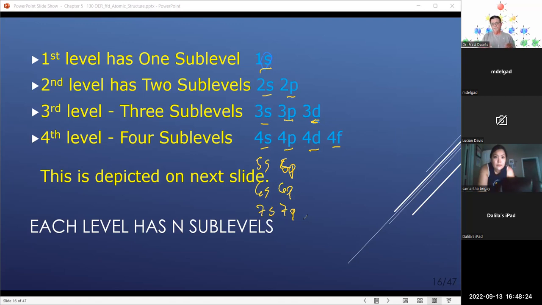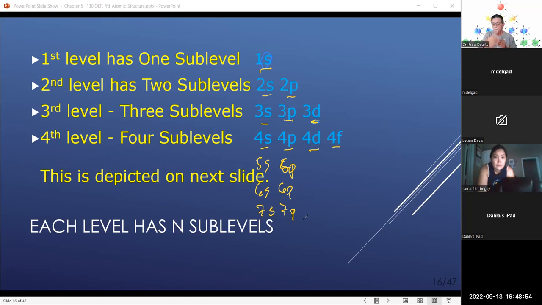Further information: we find out from the mathematics that there's only 1 S orbit, regardless of what energy level it is. First of all, every orbital can handle a maximum of 2 electrons. So every S can handle 2 electrons. Every P can handle 2 electrons. Every D can handle 2 electrons. And every F can handle 2 electrons.